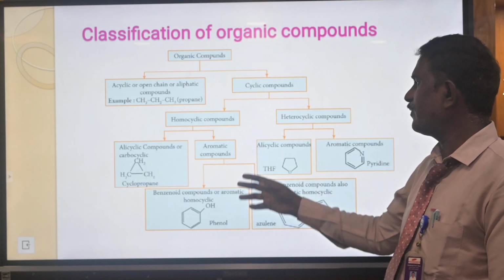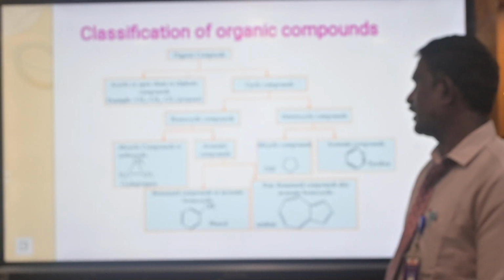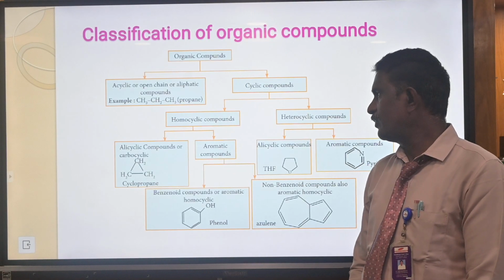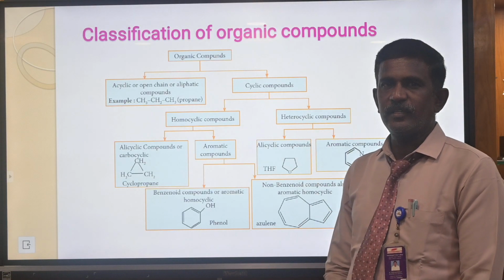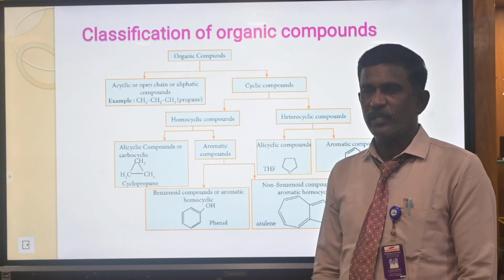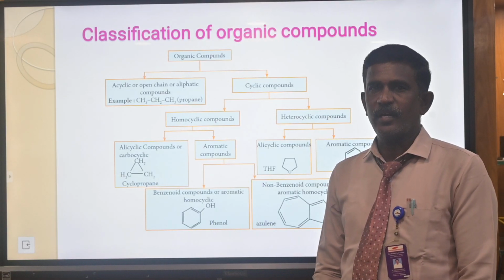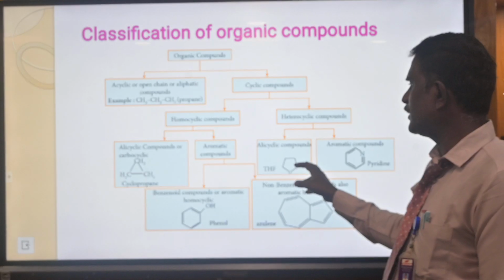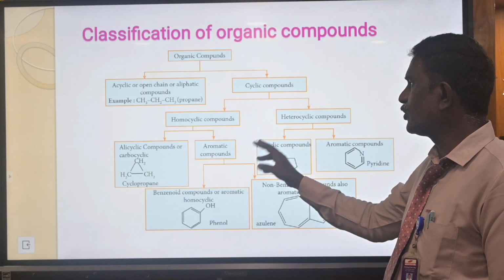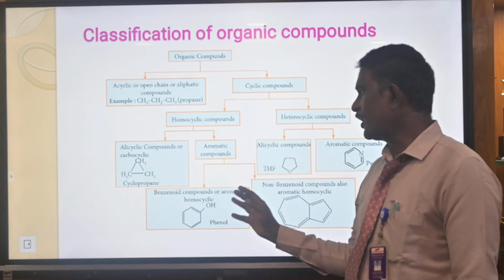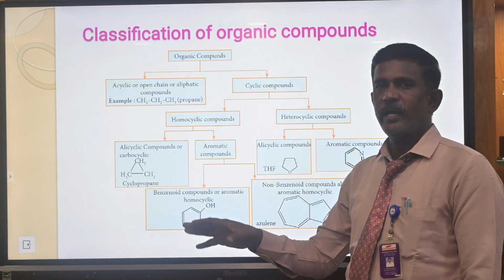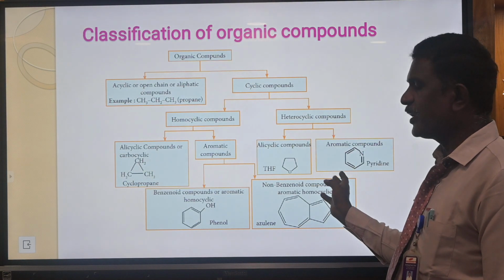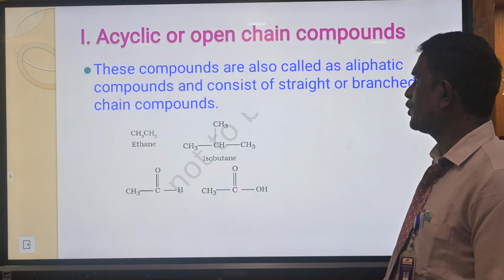Under cyclic, we can have homocyclic and heterocyclic. Homocyclic compounds are made up of only carbon atoms, whereas in heterocyclic compounds, carbon atoms are connected with other atoms also, like sulfur, oxygen, nitrogen. Those atoms may be present in the cyclic ring. Again, in both homocyclic as well as heterocyclic compounds, we can have aromatic as well as aliphatic, alicyclic compounds. And in aromatic, we can have either benzene type compounds or non-benzene type compounds.